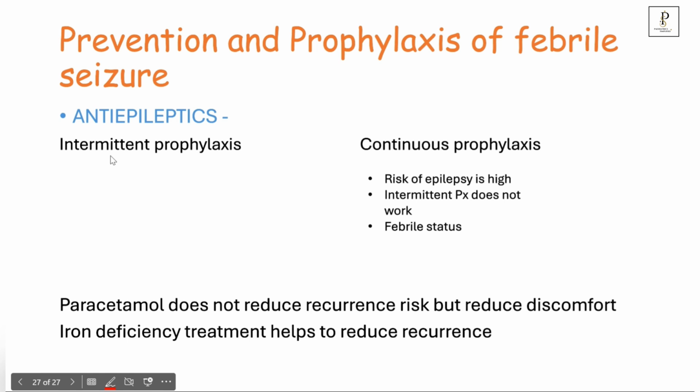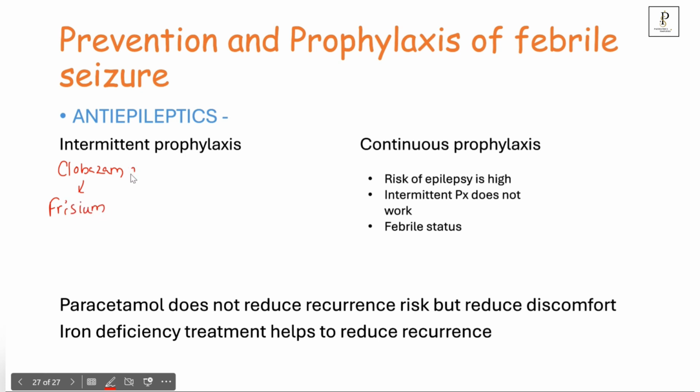Let's come to prevention and prophylaxis of febrile seizure, which can be done with antiepileptics. There are two kinds of prophylaxis. One is intermittent prophylaxis and another is continuous prophylaxis. Intermittent prophylaxis is given whenever the child has fever. Most commonly used intermittent prophylaxis is clobazam. The brand name of it is Frisium.